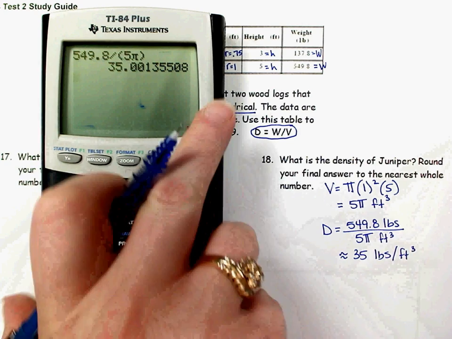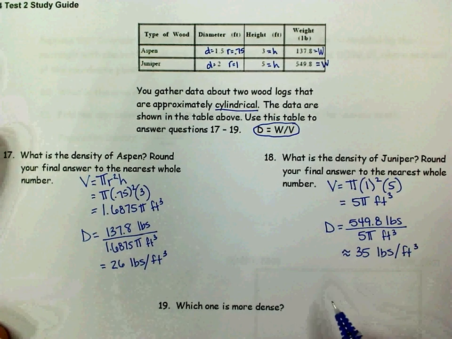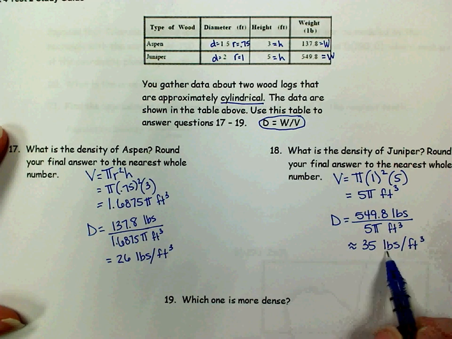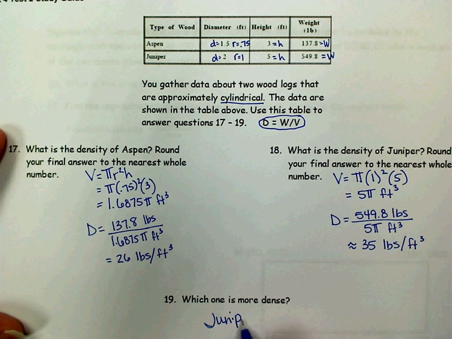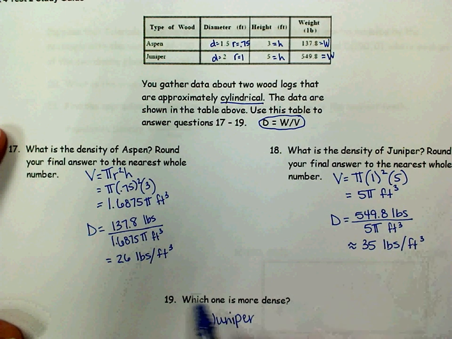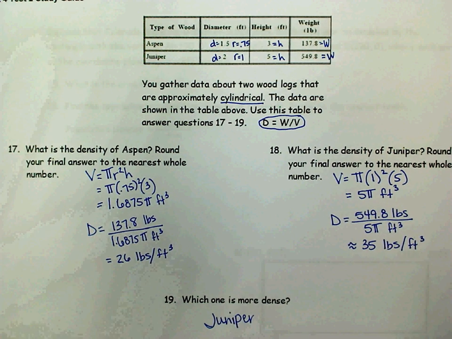So on number 19, which one is more dense? The one that has more density. So the juniper is more dense at 35 pounds per cubic foot than the aspen at 26 pounds per cubic foot.